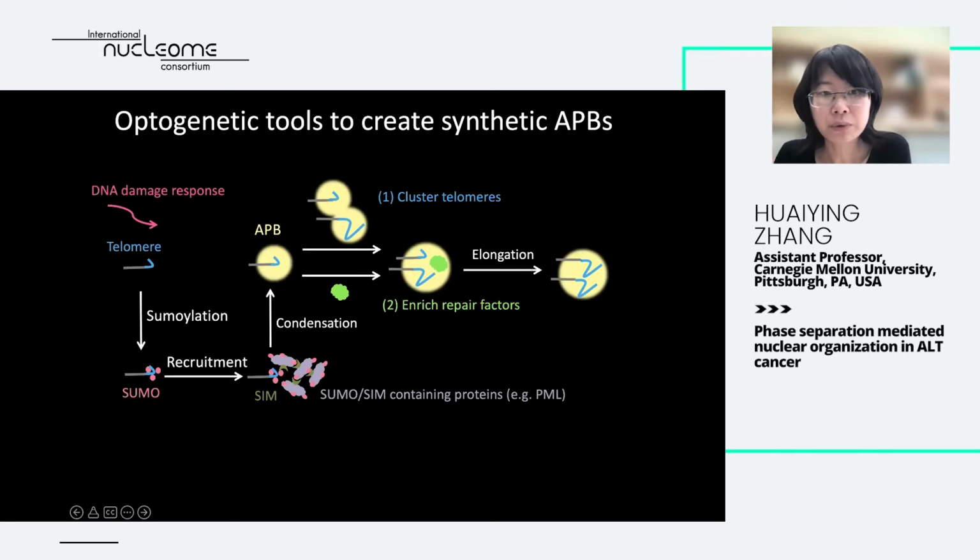More specifically, what we think is that after the DNA damage response on the telomere, which can be triggered by a shortened telomere, that leads to the modification of proteins on the telomere by SUMOylation, and then that will recruit proteins containing SUMO-SIM, including the PML protein, which has 3 SUMO sites and 1 SIM. And this local concentration of SUMO-SIM containing proteins will phase separate because of the SUMO-SIM interactions, and leads to the formation of APB, where the PML body is the dominant component, and then leads to clustering and enrichment in repair factors to elongate telomeres.